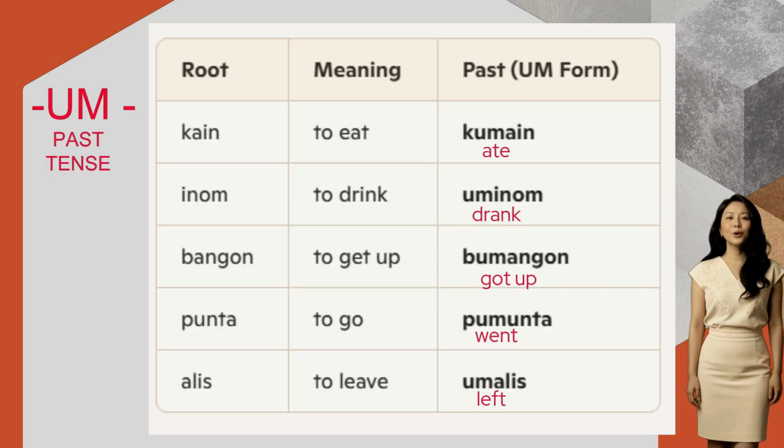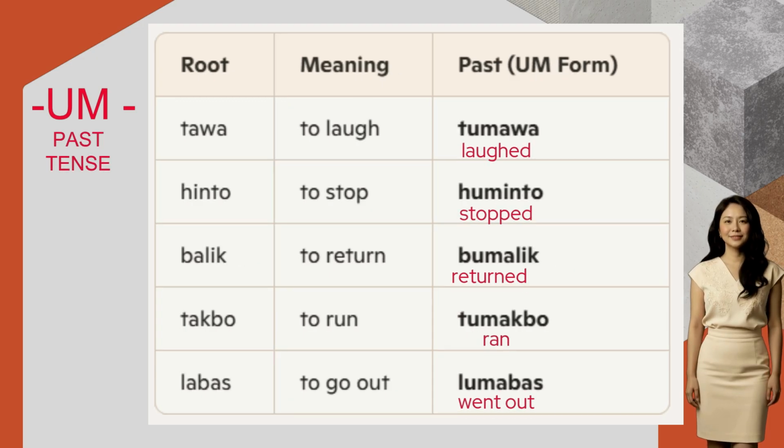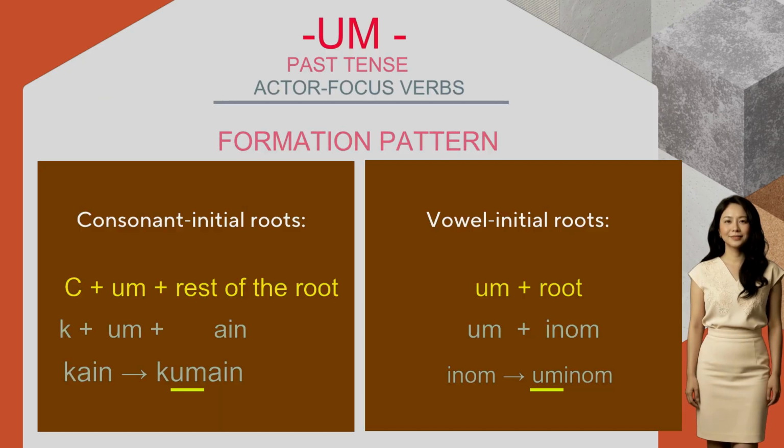Now here are some common verbs in its past tense form. Kumain, ate. Uminom, drank. Bumagon, got up. Pumunta, went. Umalis, left. Tumawa, laughed. Huminto, stopped. Bumalik, returned. Tumakbo, ran. Lumabas, went out.